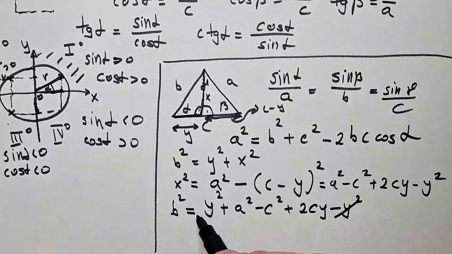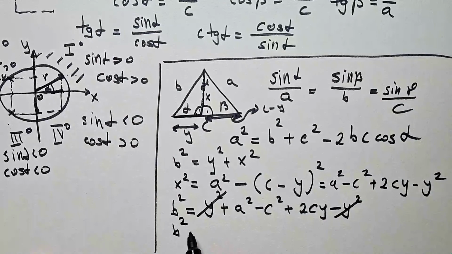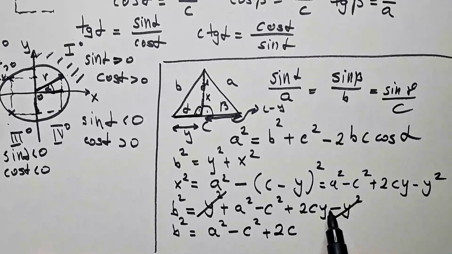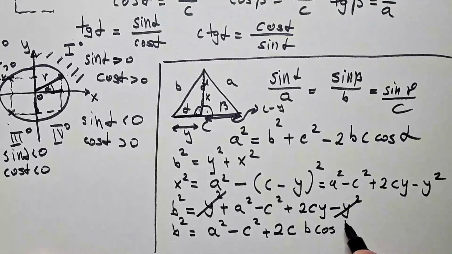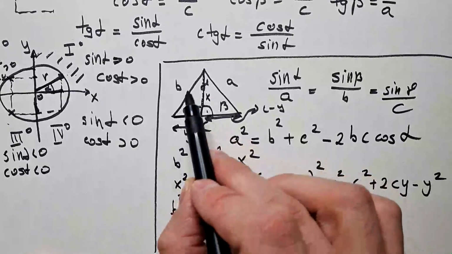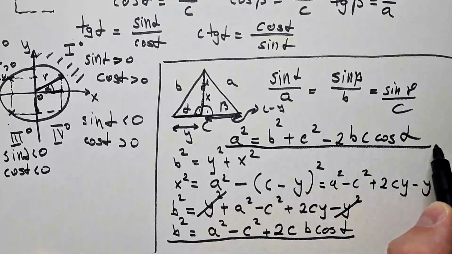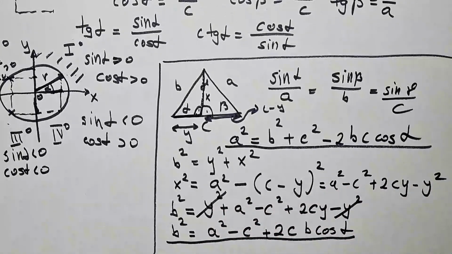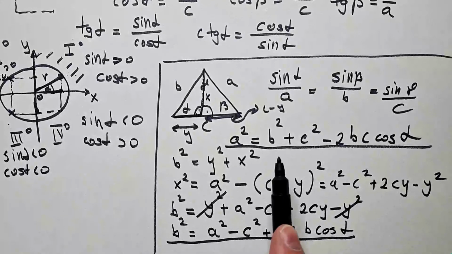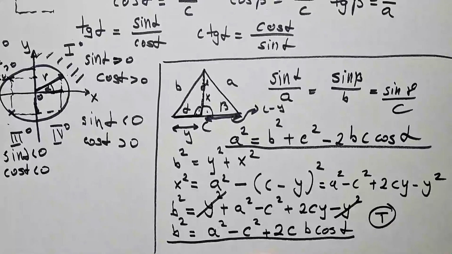You can see that y squared and y squared cancel out, and I will get that b squared is equal to a squared minus c squared plus 2c, but what is y? That will be b cosine angle alpha. This y is of course b cosine alpha. And this is exactly the same as this over here. You just need, of course, to express this in terms of a to get this result over here. And therefore, I just proved it.